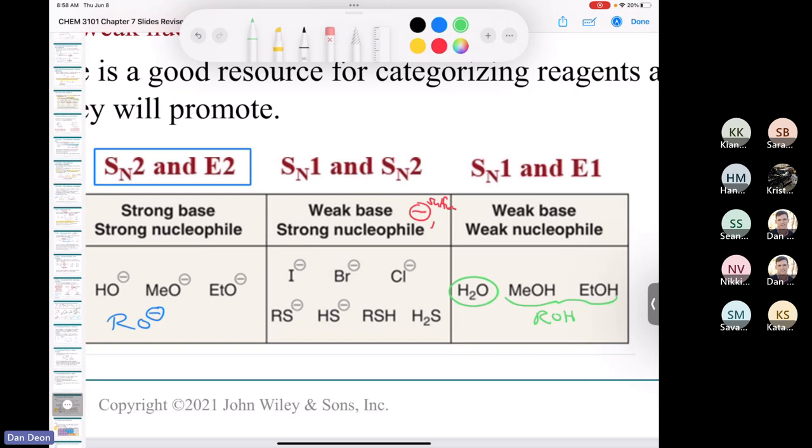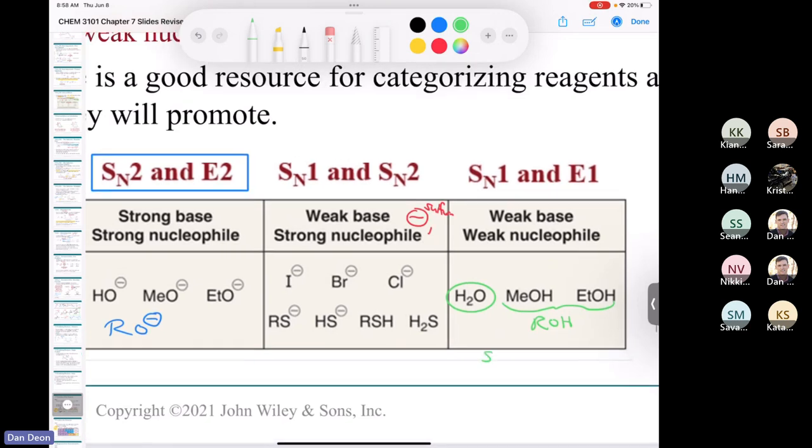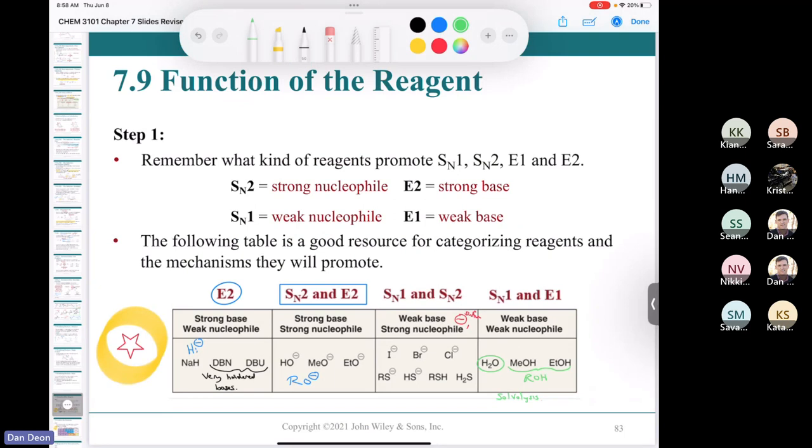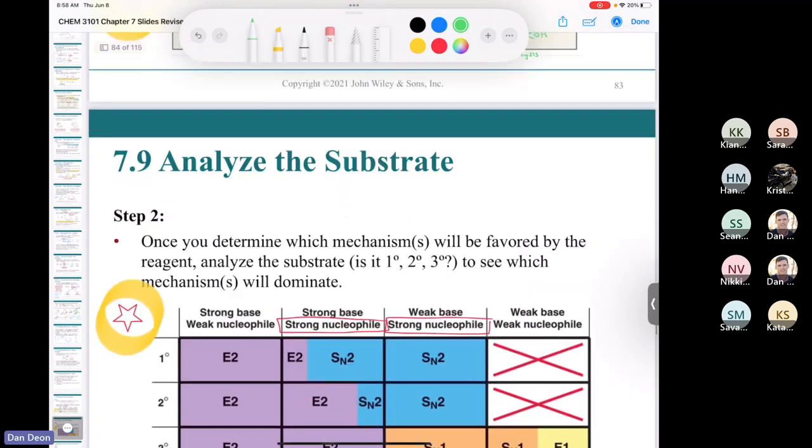Okay, those are the two possibilities, right? Water is not a strong base, and it's not a good nucleophile. So alcohols and water would be weak bases, weak nucleophiles. And so this would be solvolysis reactions. Okay, so you need to memorize this table to an extent, but you see how I just tried to go over the rationale of all the reagents with you as well. All right, so you're going to want to know that table.